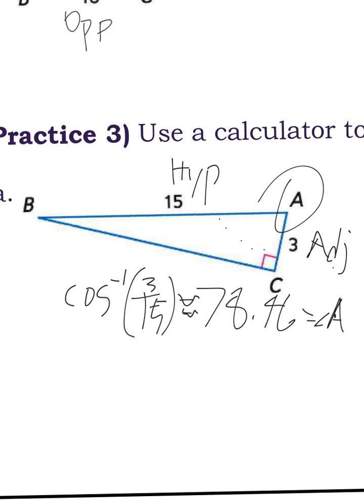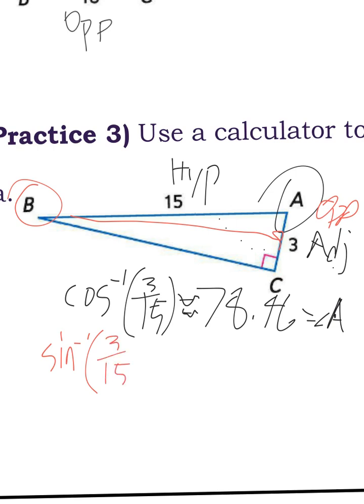Okay? If I want to find out angle B, well then now 3 is opposite of B, and 15 is still the hypotenuse. So which one uses opposite and the hypotenuse? That would be sine. So I do inverse sine of 3 over 15, which is about 11.54 degrees. So that was angle B.